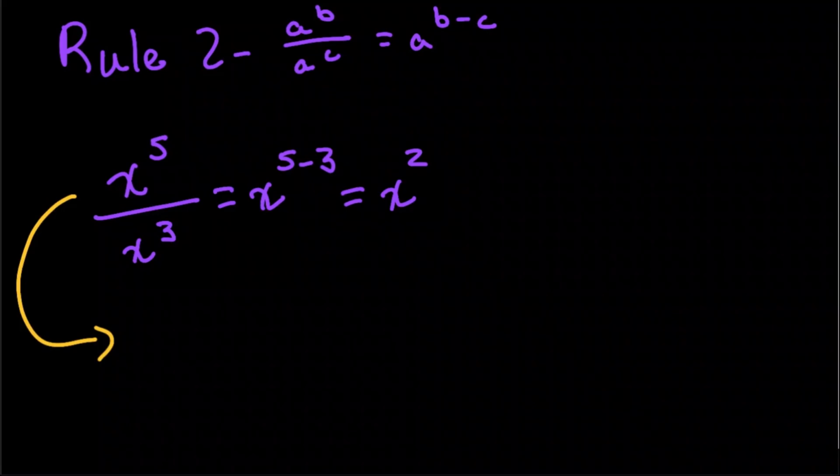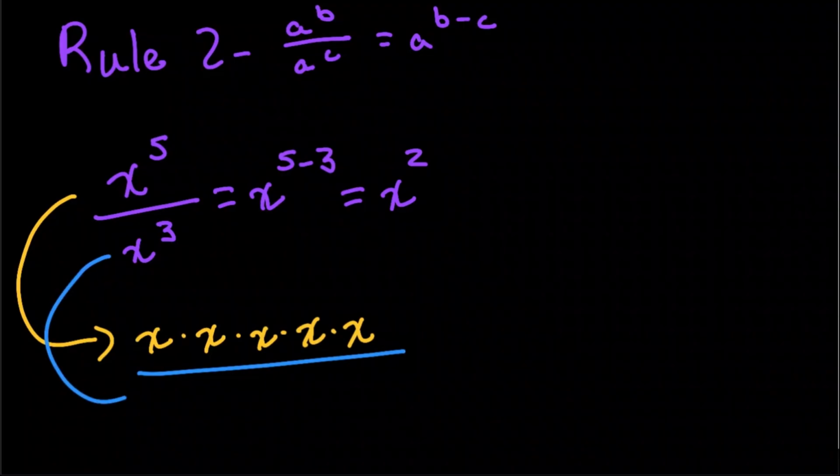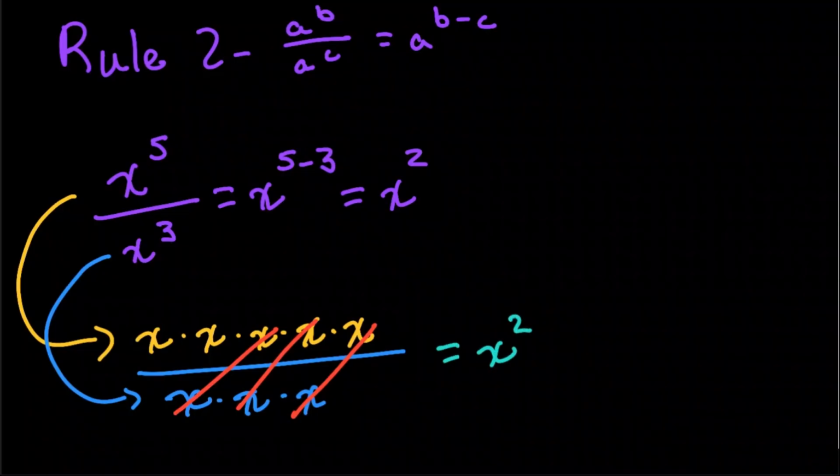So the top we can rewrite as x times x times x times x times 1 more x. And on the bottom we can write x times x times x. From here, we can now cancel out our x's to reduce this. So we cancel this, and cancel this. Remember, division cancels matching factors. So we can rewrite this as x squared. And that's why we subtract our exponents when dividing.